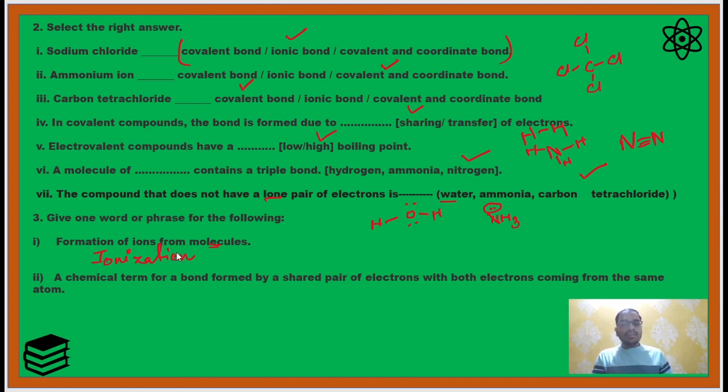The next question is a technical term for a bond formed by a shared pair of electrons with both electrons coming from the same atom. Obviously, it cannot be electrovalent because it is already said shared pair, so it is out of the question. Now between covalent and coordinate, in covalent, both the atoms will be involved in sharing. But here only one atom is contributing both the shared pair of electrons. So the answer is coordinate bond.